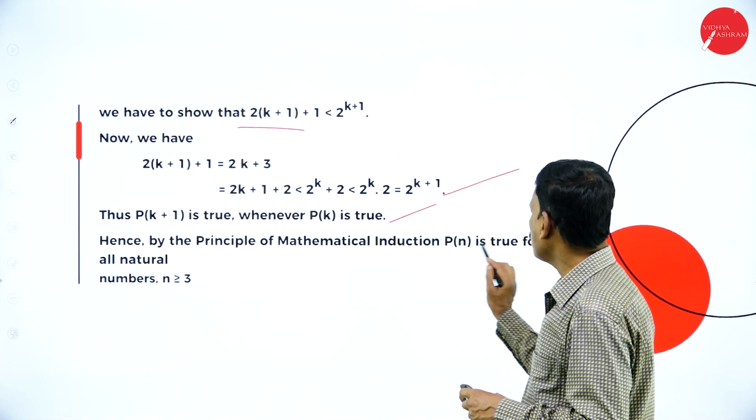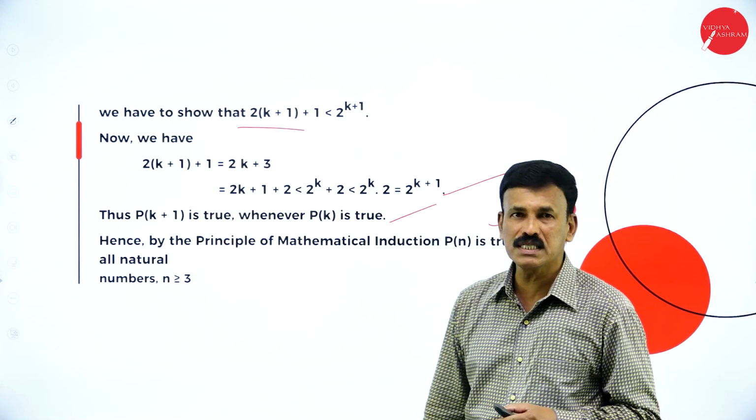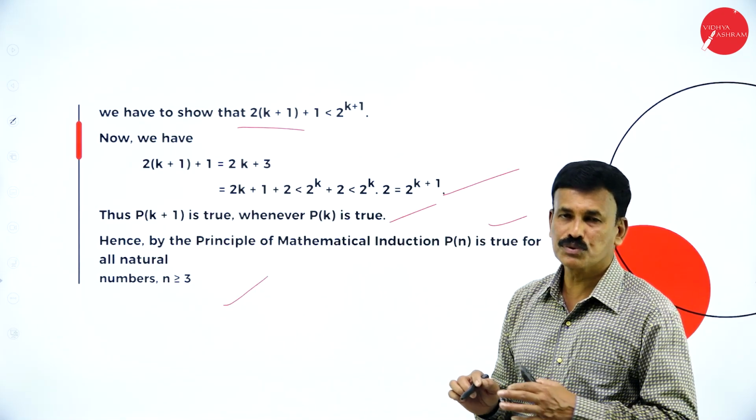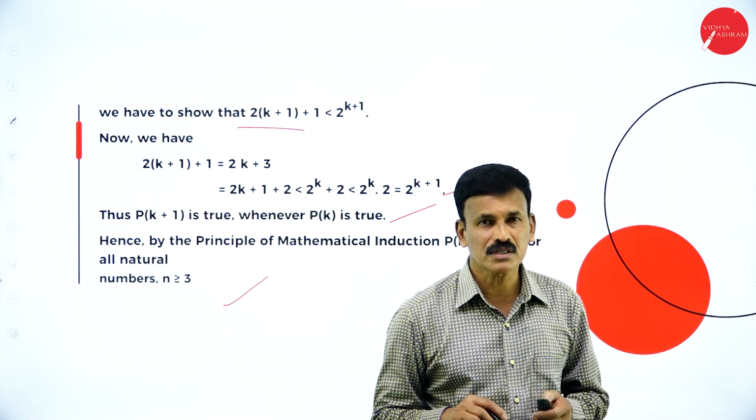Hence, by the principle of mathematical induction, P of n is true for all natural numbers n greater than or equal to 3. That's it. This is how we are going to prove this statement. Hope you followed. These two problems are very important also.